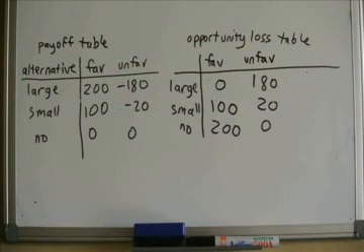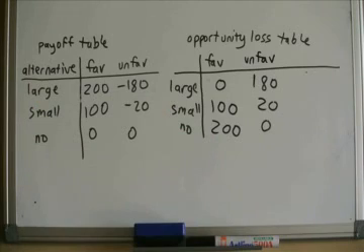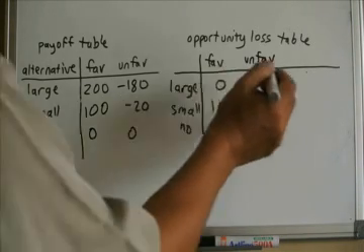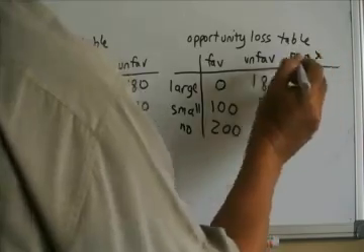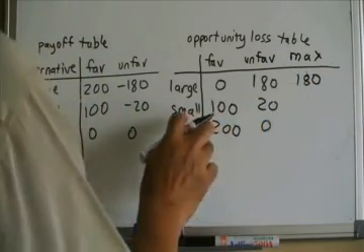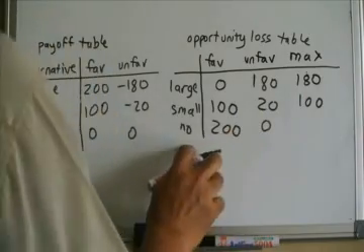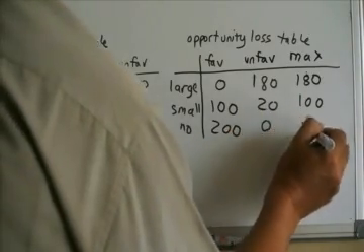The last model is called minimax regret. This model uses the opportunity loss table. Minimax regret stands for minimum of the maximum. So to use minimax regret, we use the opportunity loss table. First we have to find the maximum. For large plant, between these two, the maximum is 180. For small plant, between these two, the maximum is 100. And for no plant, the maximum is 200.